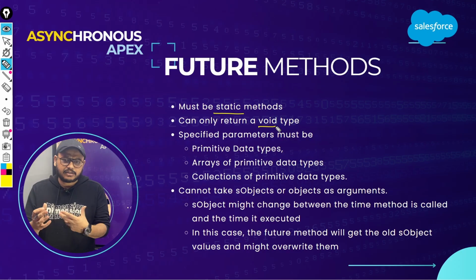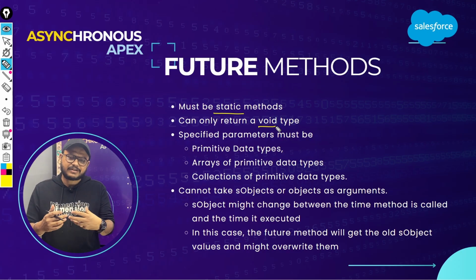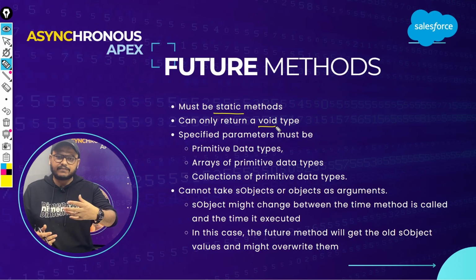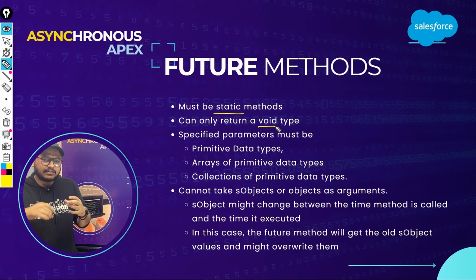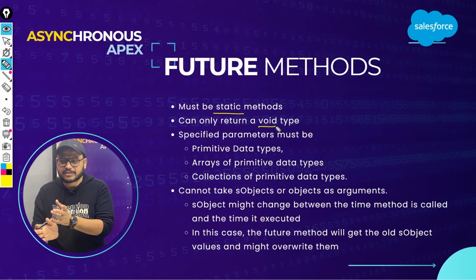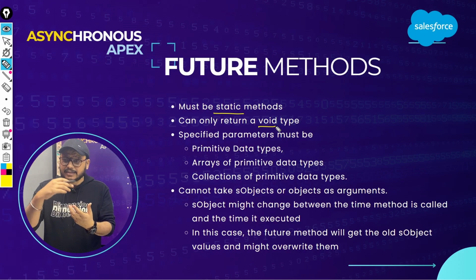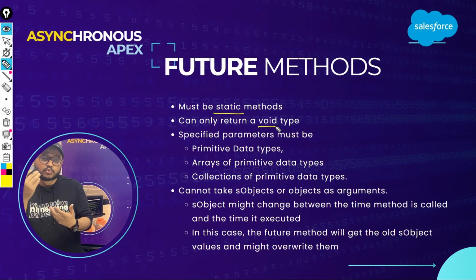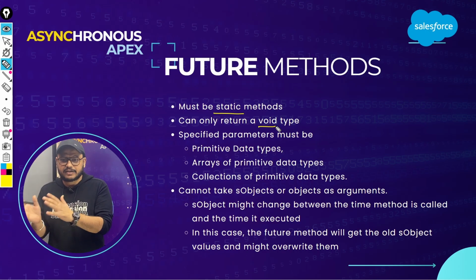Now, primarily the reason for that is, if the method is returning some value, and that value is being used by some other method, then your entire flow will not work. So all asynchronous Apex needs to be void type. For any method where there is another piece of code or another user who is waiting for a return value, those cannot be defined as asynchronous Apex.